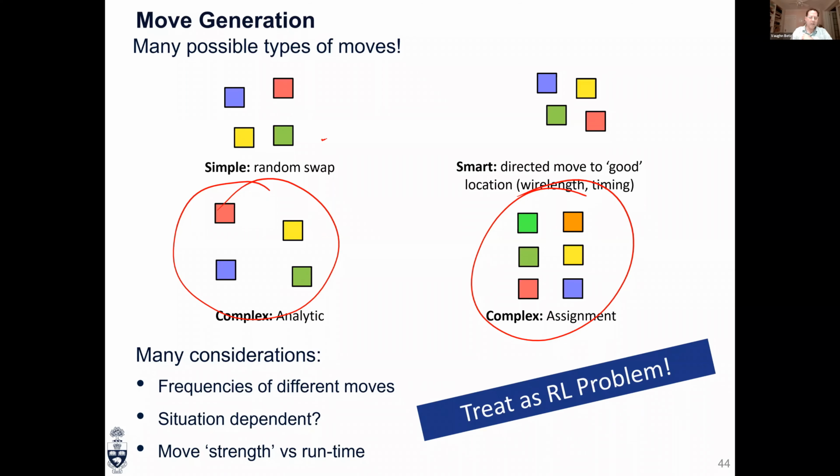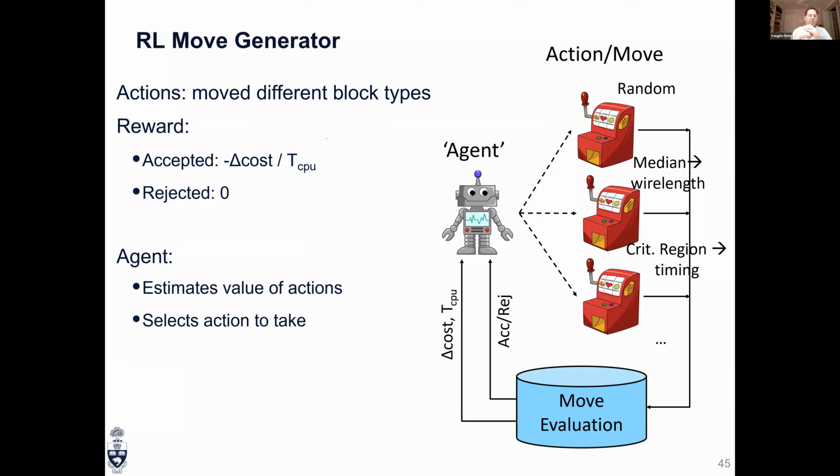So the idea is to treat that as a reinforcement learning problem. Can we get the algorithm to figure this out? So we built a reinforcement learning move generator. The actions are, actually this is not quite right. Early on, basically, the actions were just what kind of block type do we move, but now in the work I'm going to show you, it's more than that. It's also what kind of move.